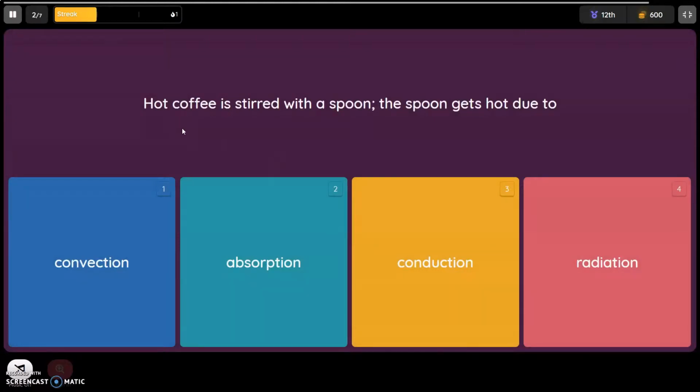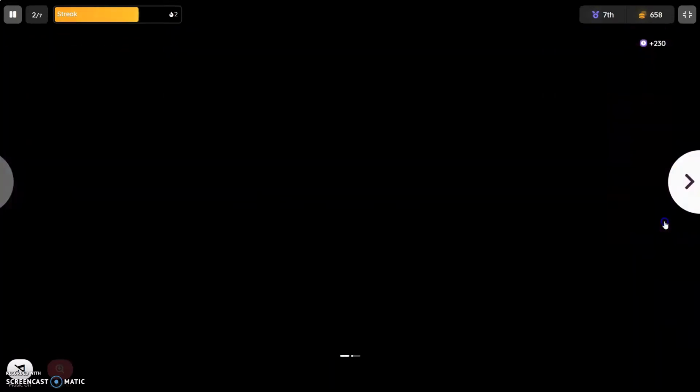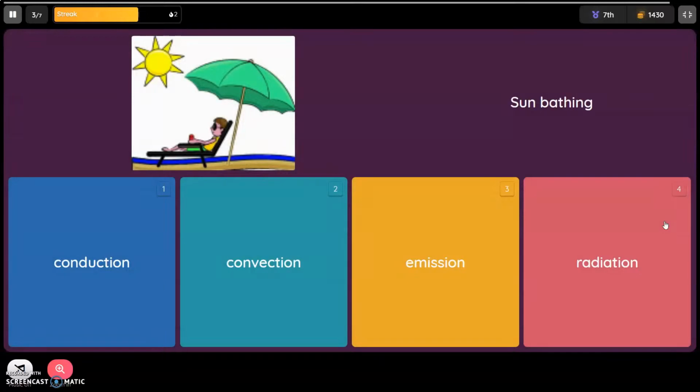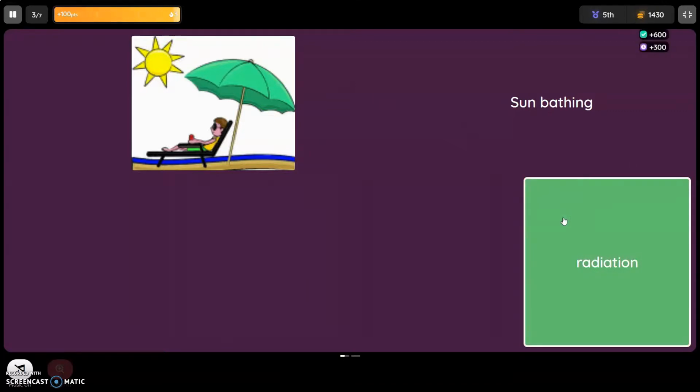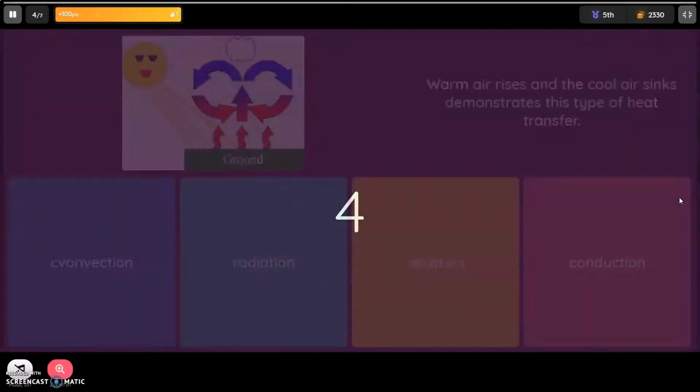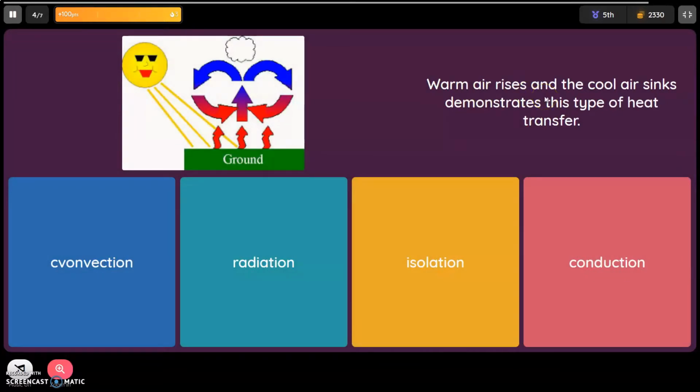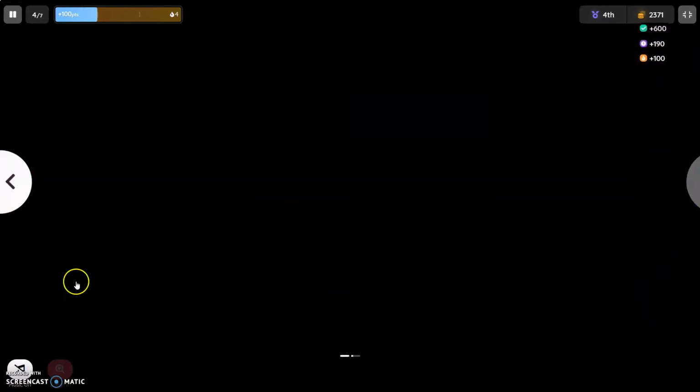Hot coffee is stirred with a spoon. The spoon gets hot due to conduction, radiation, absorption, or convection. It's a solid, so it's conduction, and the spoon is metal also. Sunbathing: it's radiation, because it's the radiation from the sun. Warm air rises and cool air sinks, demonstrating this type of heat transfer. This is convection, because whenever it rises and moves down, it is dense and less dense. The spelling is wrong. It's convection.